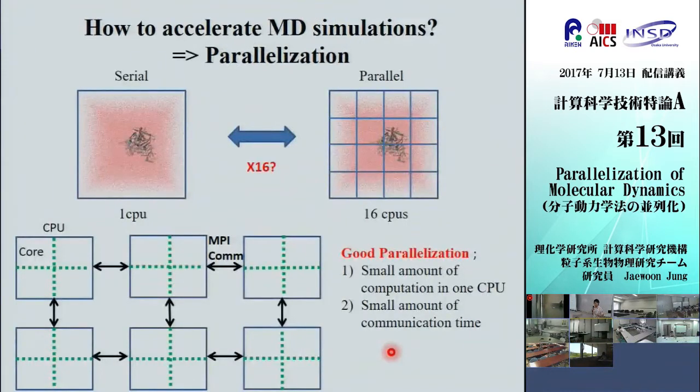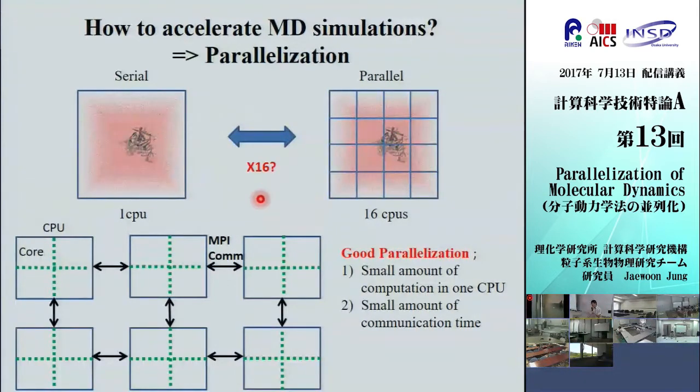There are many ways to accelerate MD calculation. But here, I'll focus on the parallelization. By making use of parallelization, you can accelerate the MD simulations. For example, one protein calculation using one CPU. So the parallelization is very simple.